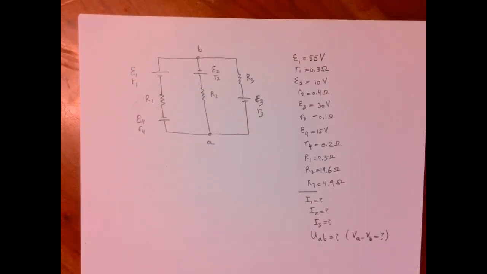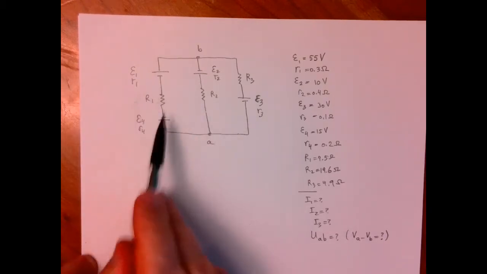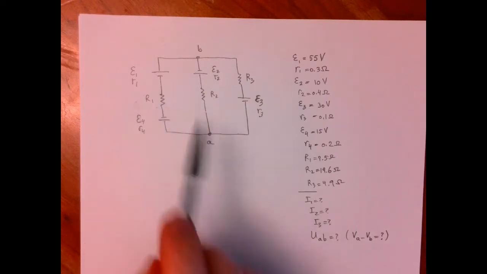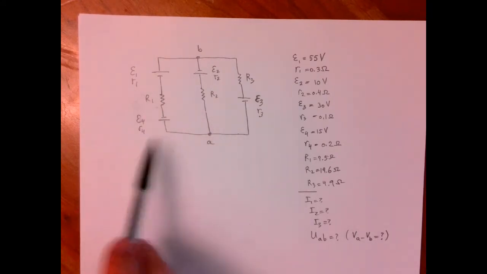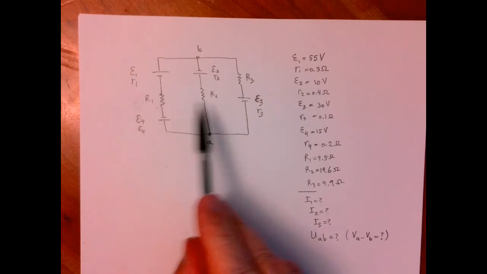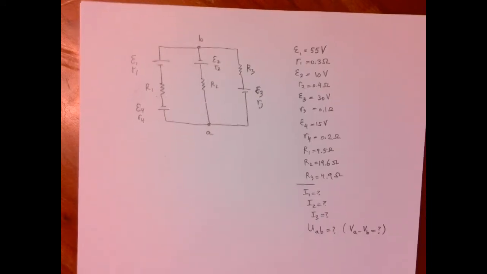Let us solve a problem using Kirchoff's rules. We are given this circuit consisting of 4 batteries and 3 resistors. The batteries are non-ideal. They all have an internal resistance. We have the resistors R1, R2, R3, and we are asked to find the current through each branch.